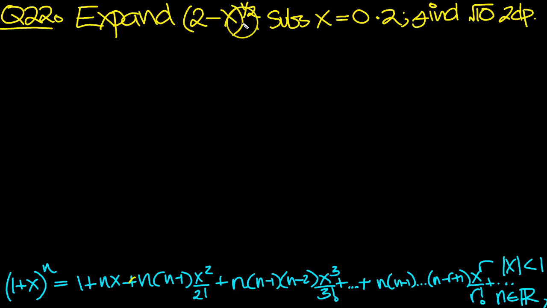Expand 2 minus x to the power half, substitute x equals 0.2 and find root 10 to 2 dp. So let's have a go at this then. Let's simplify the 2 minus x to the half first of all.